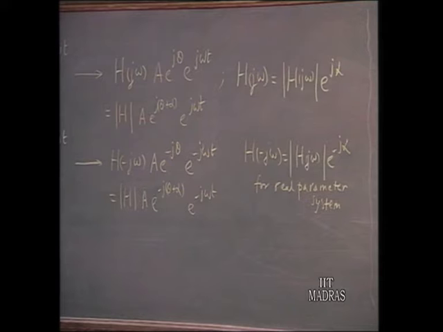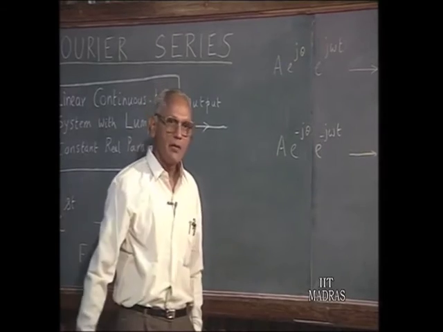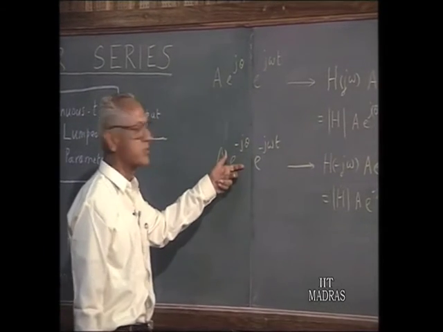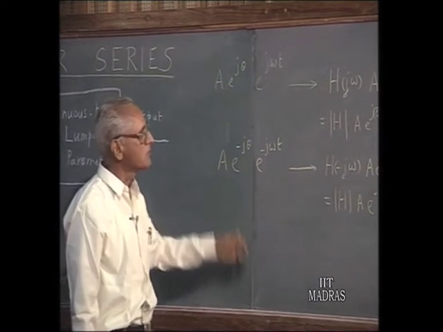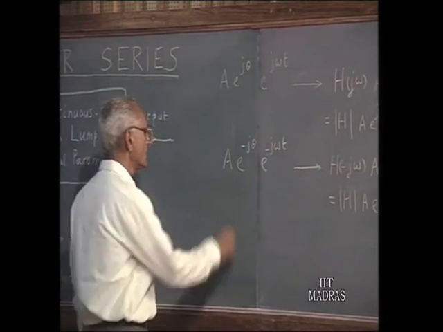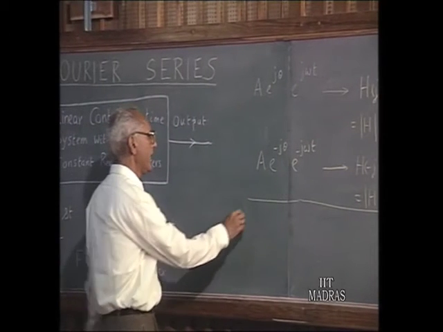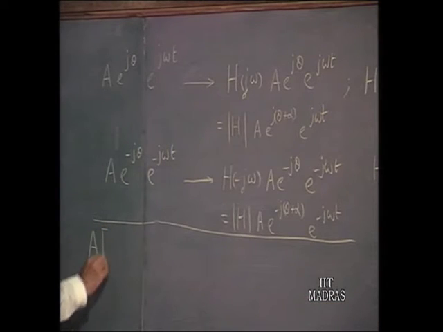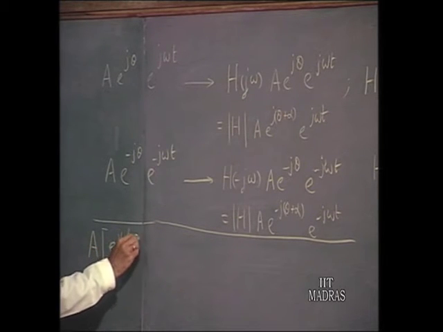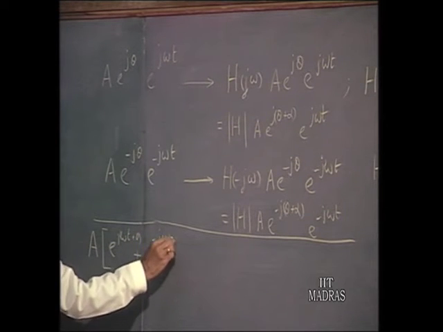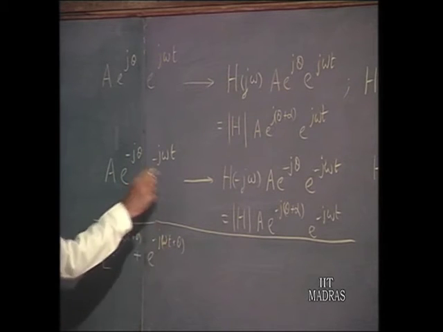Now let me imagine that we have a composite system which is the sum of these two. By virtue of linearity, the responses also can be summed up. So the sum of these two signals will give rise to a response which is equal to the sum of these two. Therefore, if you do that, then you have e to the power of j (omega t plus theta) plus e to the power of j (minus omega t plus theta). After all, that is what we are having here.